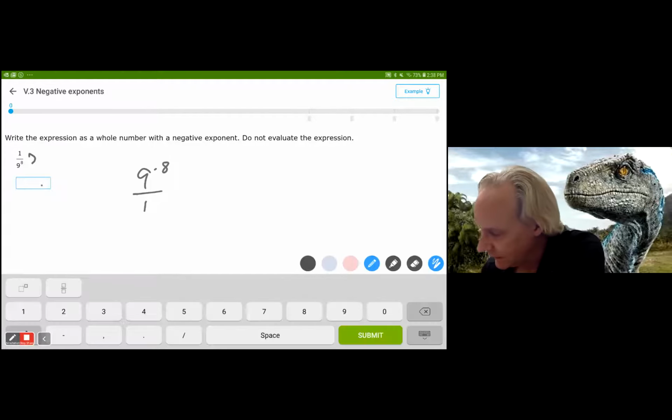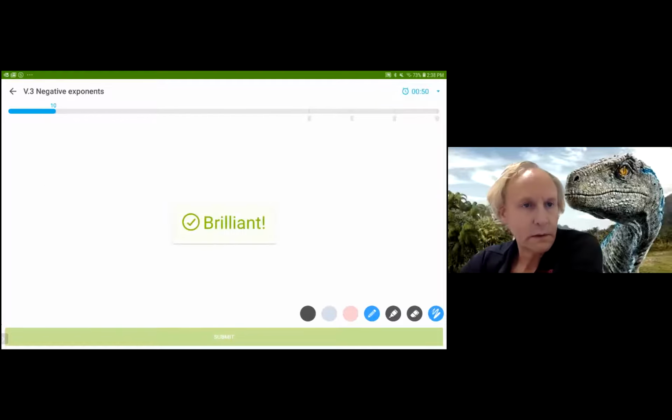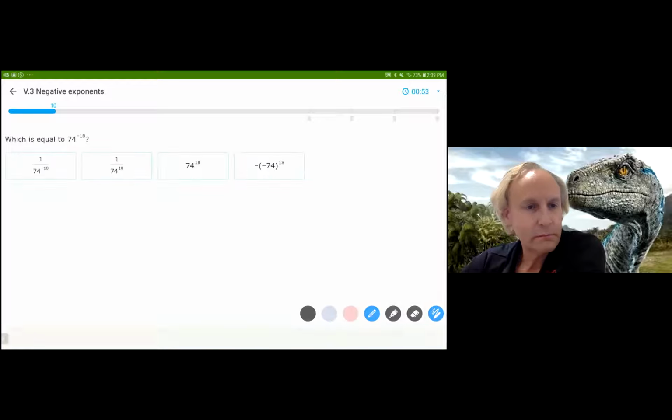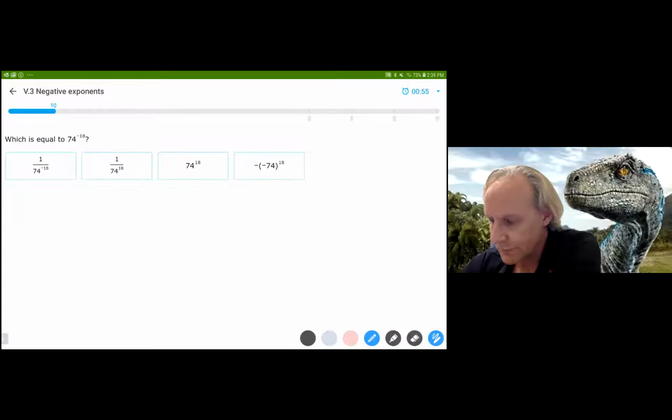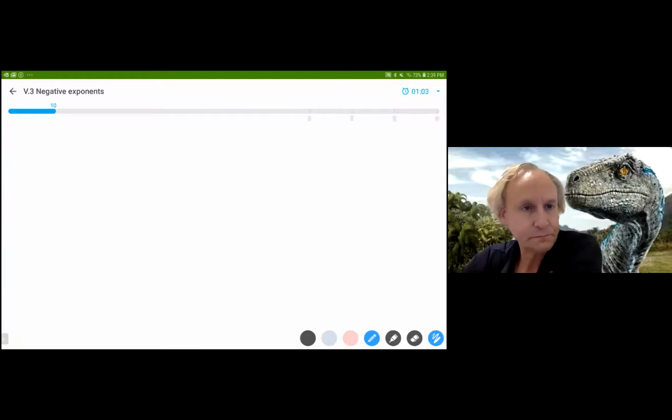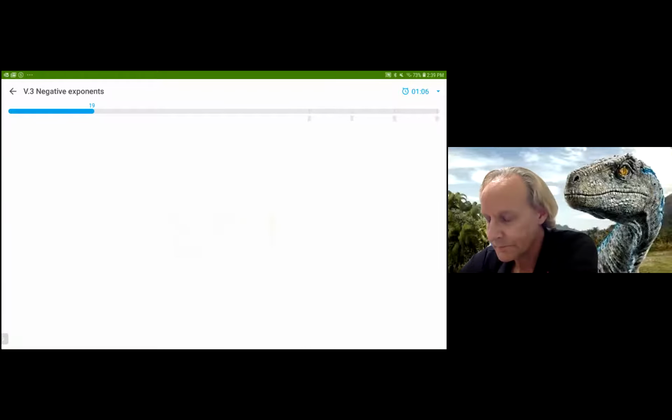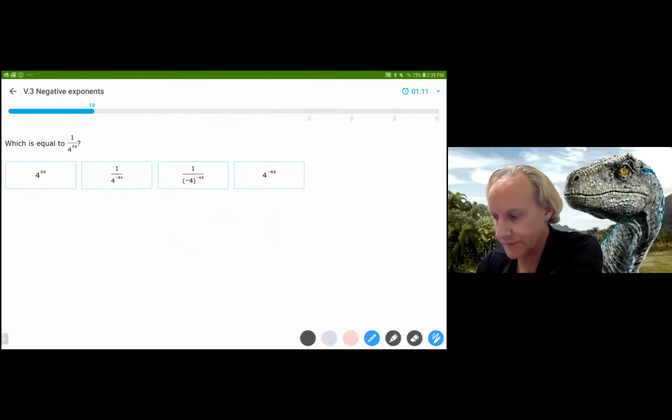Let's see if I can write it. 9 raised to the negative 8. Okay, come on. This one, we want to move it across the division line and change its sign. So we're talking about this guy right here. Again, we want to move it across the division line and change the sign. There it is.